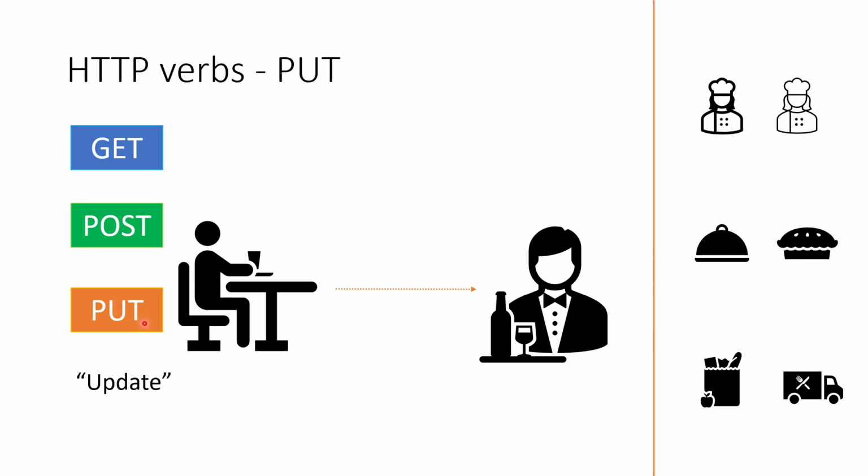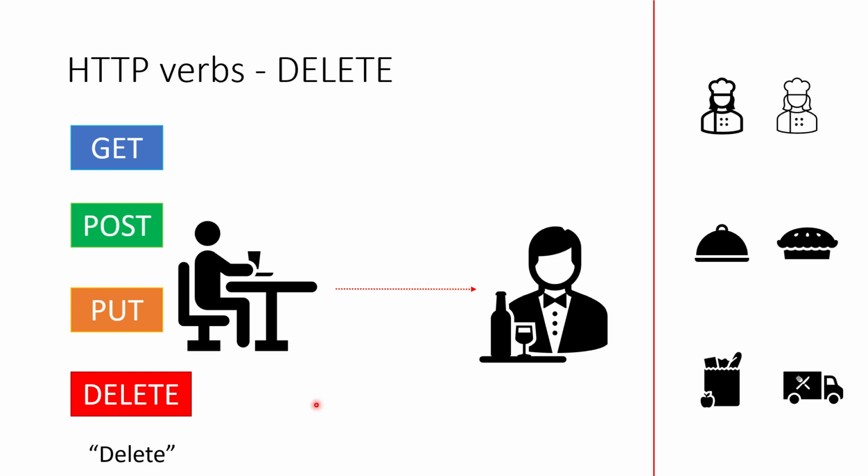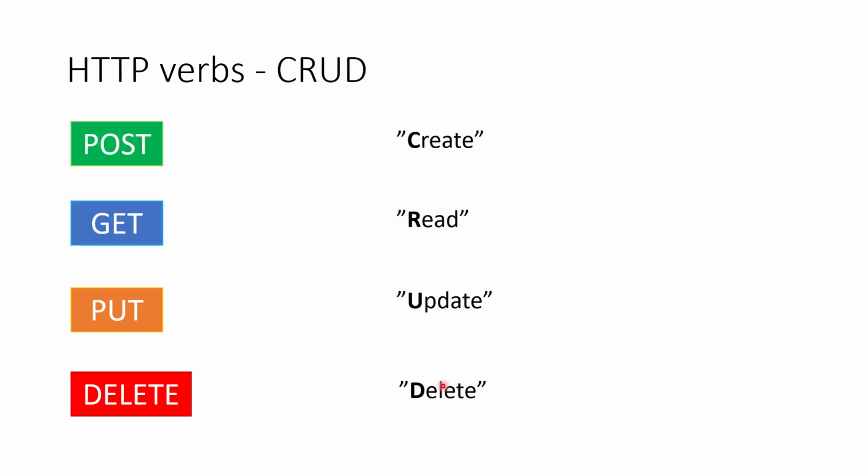Then another verb is PUT, which means you can update your order or update the data set on a database, or DELETE, which would mean you deleting the order, which would make the waiter a bit angry, especially if they already started cooking. These four main verbs can be summarized with the acronym CRUD. There are more possible verbs, but these are the four that are most commonly used.